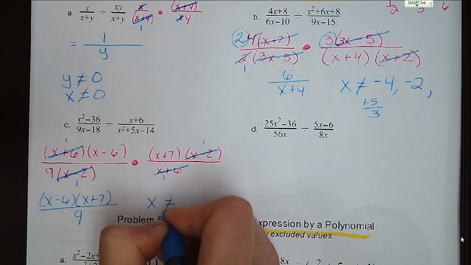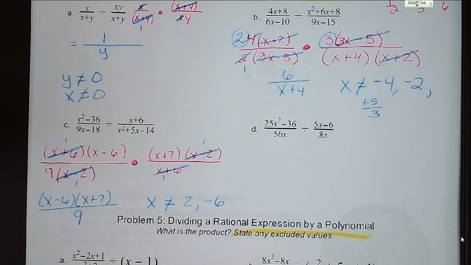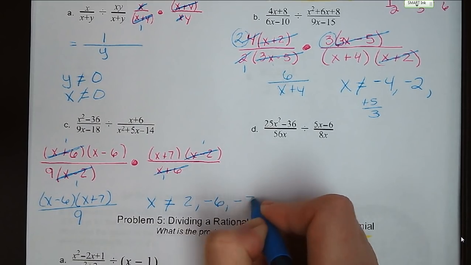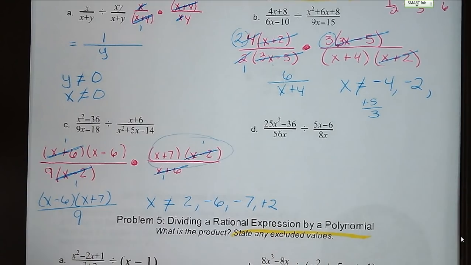We can plug in some excluded values here. We've got 2, we've got -6. We would also have -7 and positive 2. So anything that would make that second fraction 0 would be a problem.